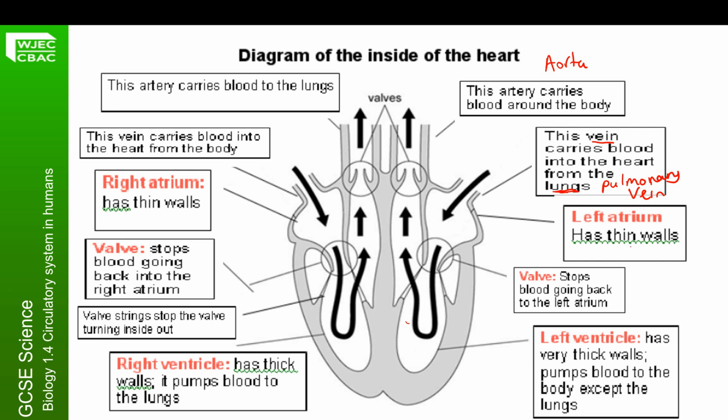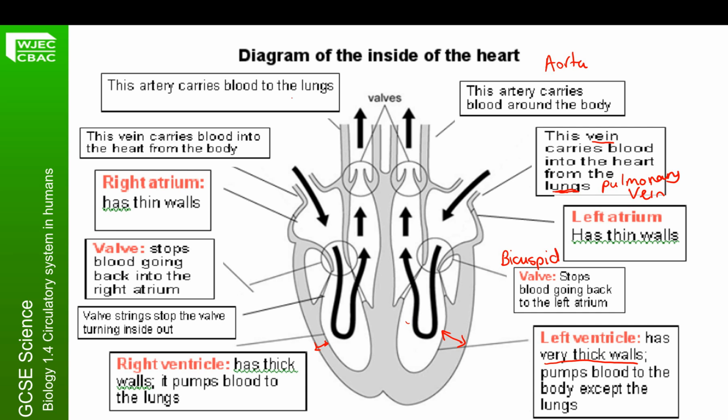The left atrium has very thin walls. The valve, if we want to label its proper name in this one, it's the bicuspid valve, stops blood going back into the left atrium. The left ventricle has very thick walls. Remember we said this side of the heart is much thicker than this side, because this left side's got to get that blood against gravity up to the head and all the rest of the torso.